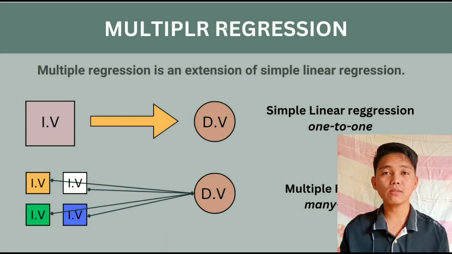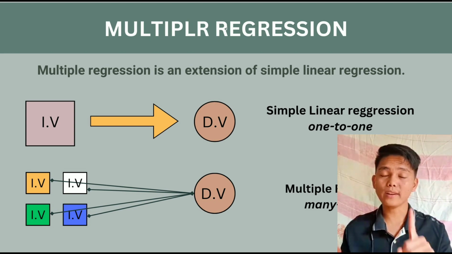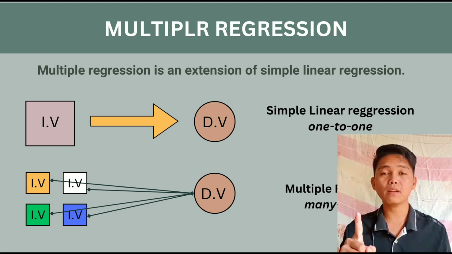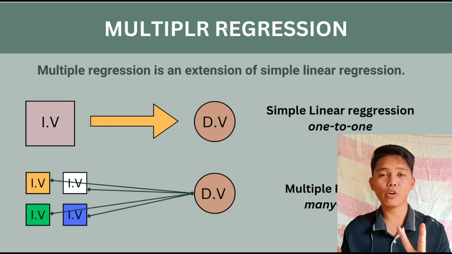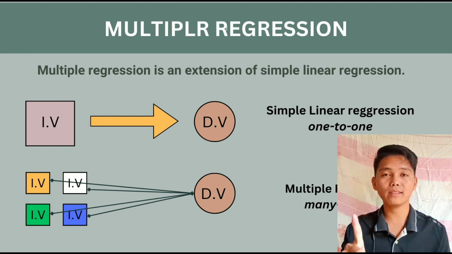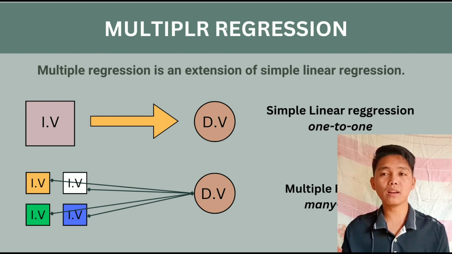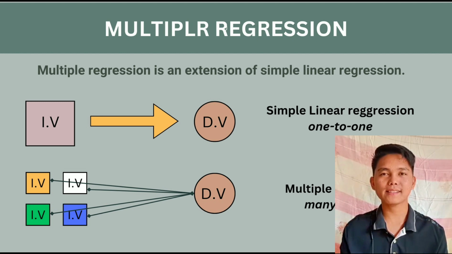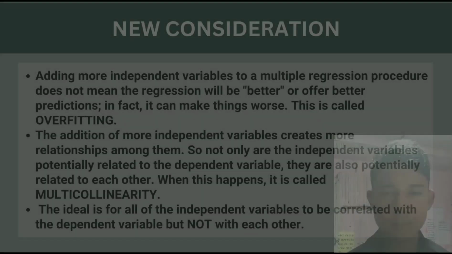that. To continue, at this slide, we can clearly define the difference between linear regression and multiple regression. Simple linear regression is one to one, or one independent variable to one dependent variable. And multiple regression is many to one, or two or more independent variables to one dependent variable. So multiple regression is an extension of simple linear regression. And the next slides will be discussed by my group mates.